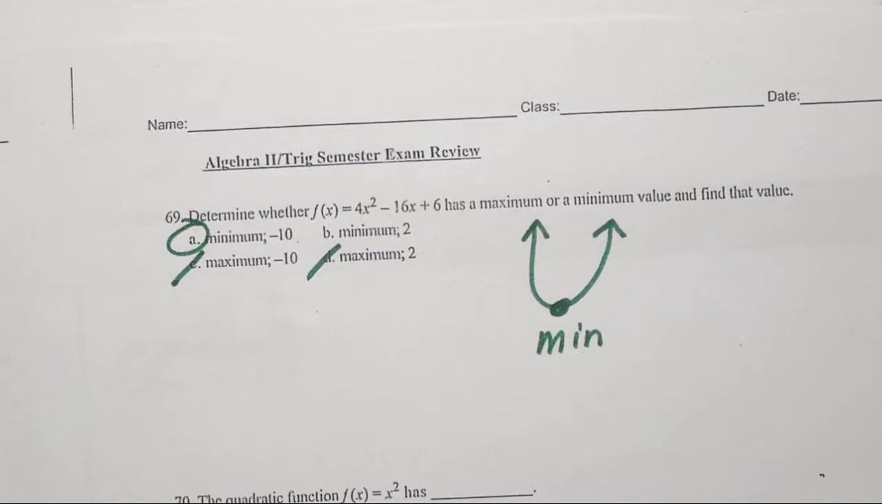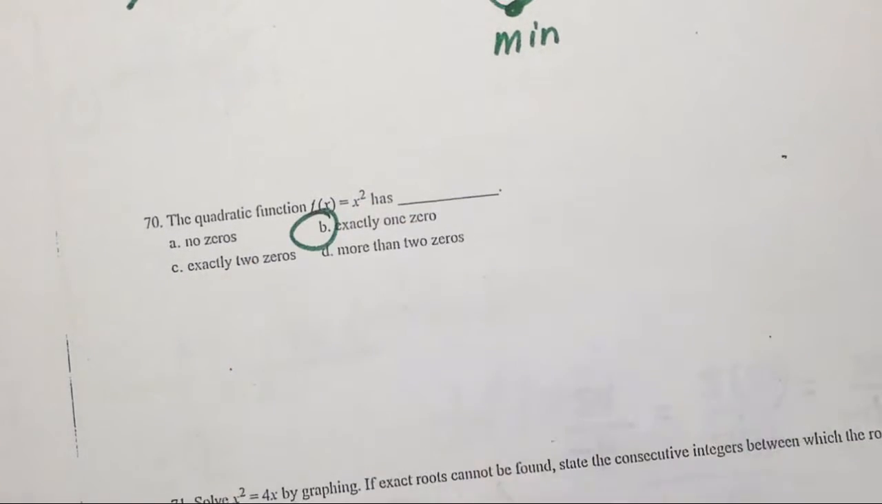Okay, let's go on to number 70. Number 70 gives us a quadratic function, and it says it has no zeros, exactly 1 zero, exactly 2 zeros, more than 2 zeros. What is the answer? 3 gets the point. The answer is B, exactly 1 zero.